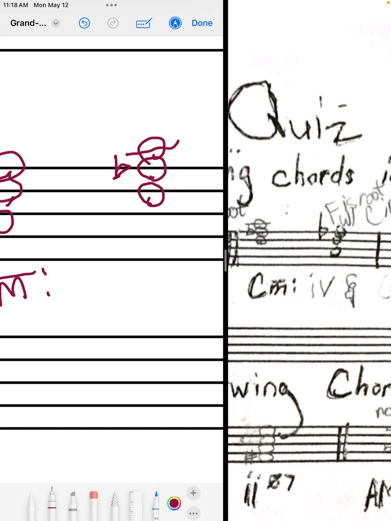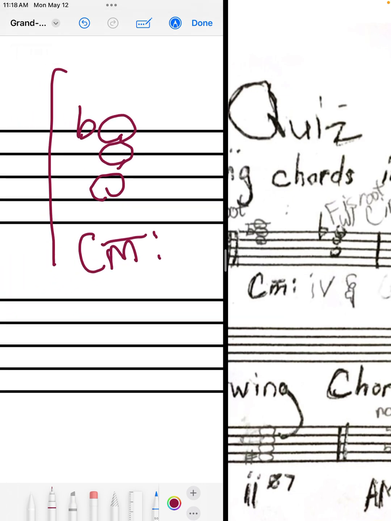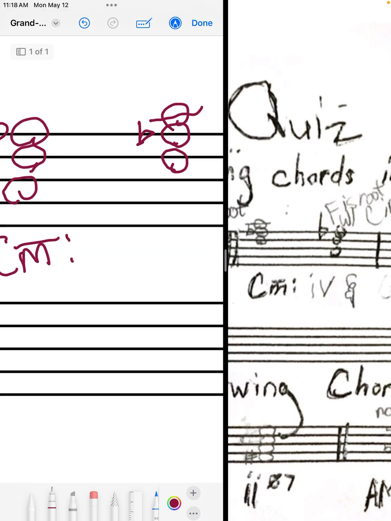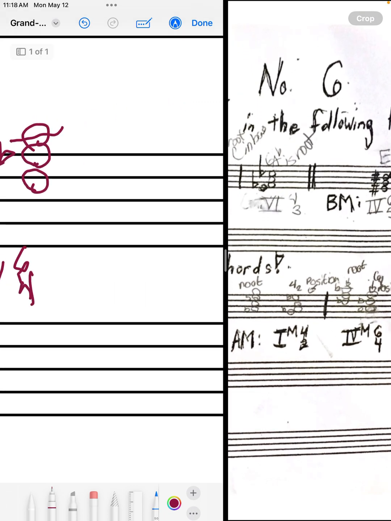But however, the F is not really the root. The C is the root of that chord. So that's why I'm going to say 4-6-4. Alright.